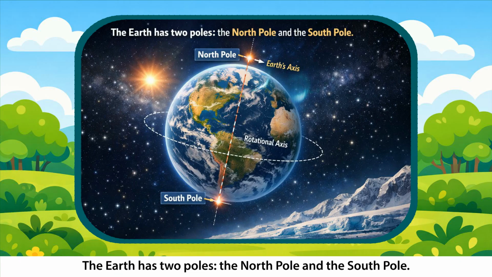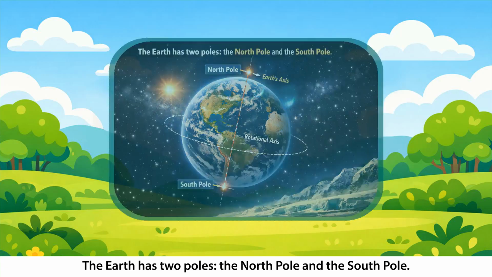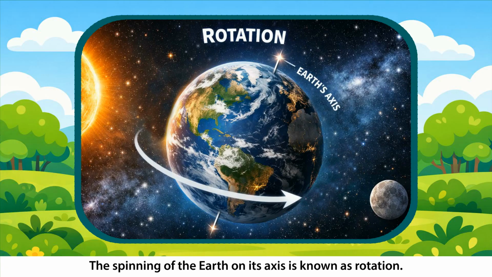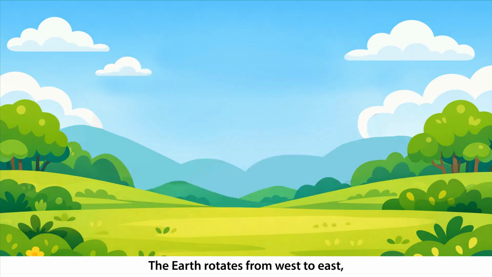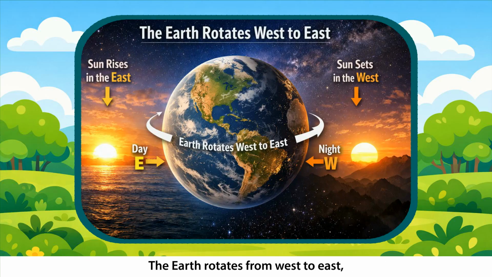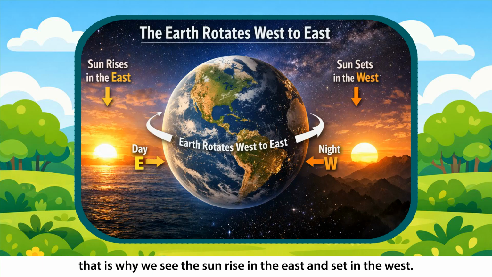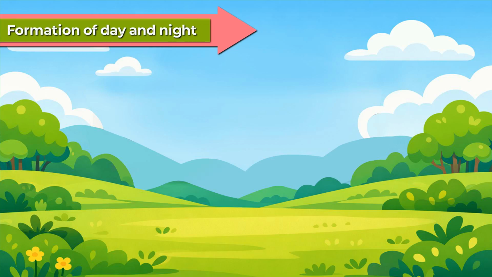The Earth has 2 poles, the North Pole and the South Pole. The spinning of the Earth on its axis is known as rotation. The Earth rotates from west to east. That is why we see the sun rise in the east and set in the west.